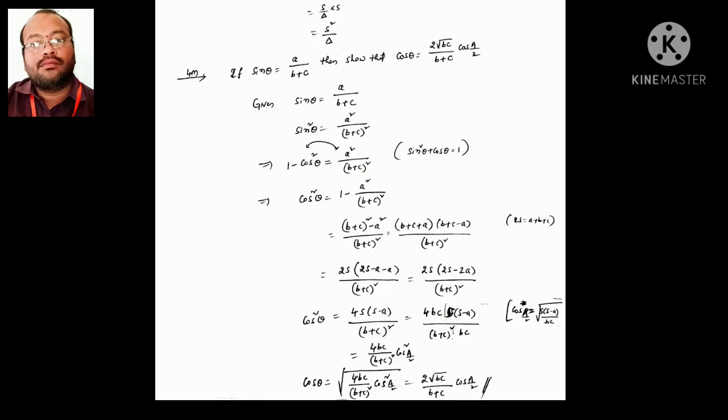So we replace with that value. So we want only cos theta, na? Cos theta is equal to root of this. Then by simplifying we can get 2 root bc by b plus c into cos a by 2. This is also very important for 4 marks question.